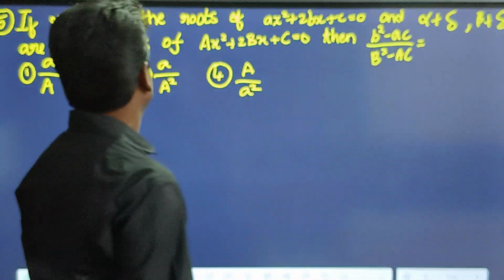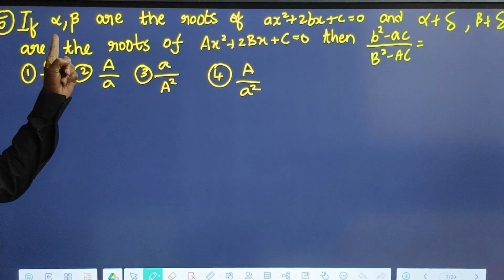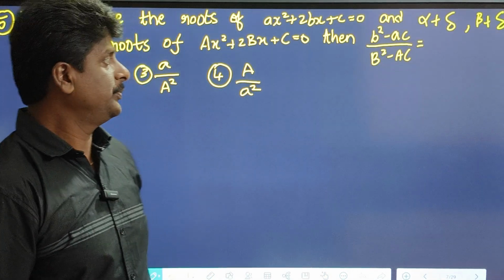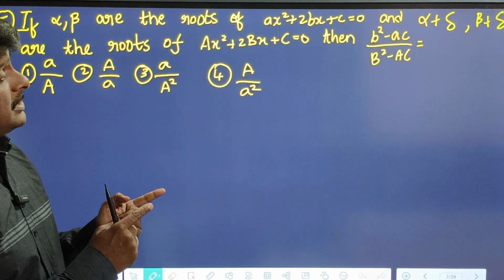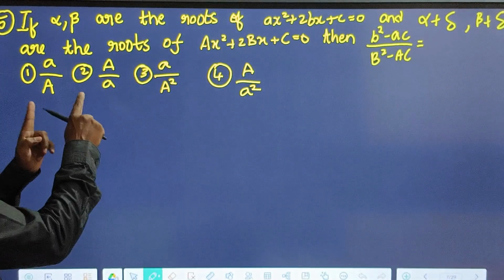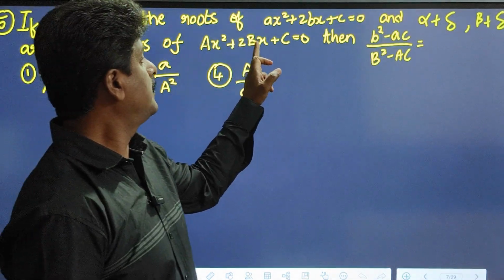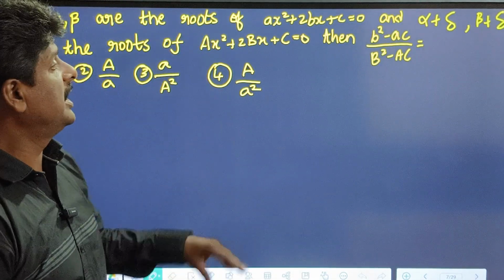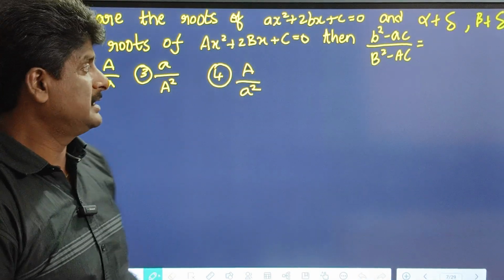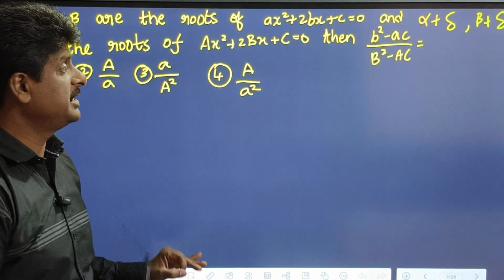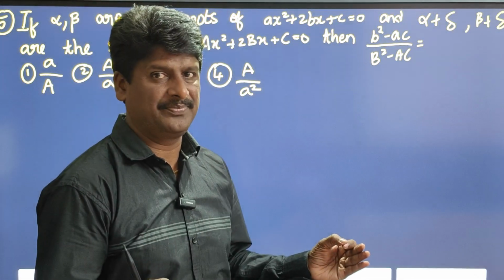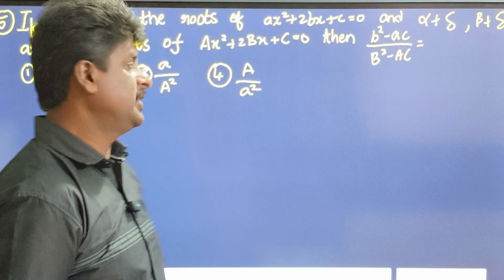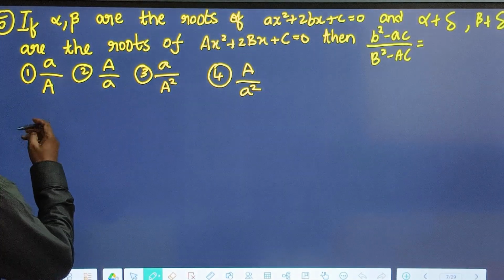question number 5. If alpha, beta are the roots of ax square plus bx plus c is equal to 0, alpha plus delta, beta plus delta are the roots of capital A x square plus 2 capital B x plus capital C is equal to 0, then (b square minus ac) by (capital B square minus capital A capital C) is equal to how much? This is our question. Okay, there is a conceptual method that is easy, we can solve it.